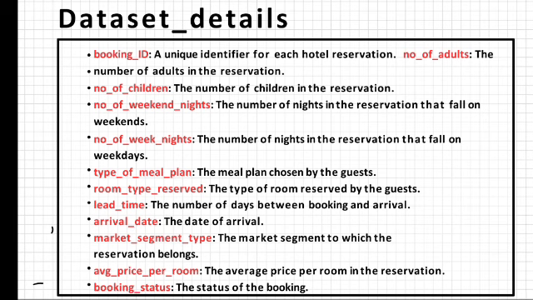So this slide consists of the details of the data set. As you can see, the data set contains booking ID, number of children, number of weeknight reservations, weekend reservations, the type of meal plan the customer preferred, the type of room they reserved, the lead time between a booking and the arrival, and the date of arrival, and how the reservation is done, whether online or offline, the average price per room, and the current booking status.